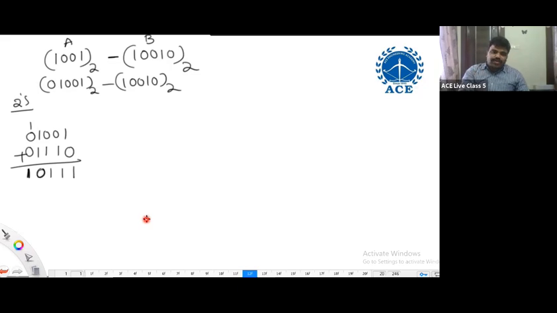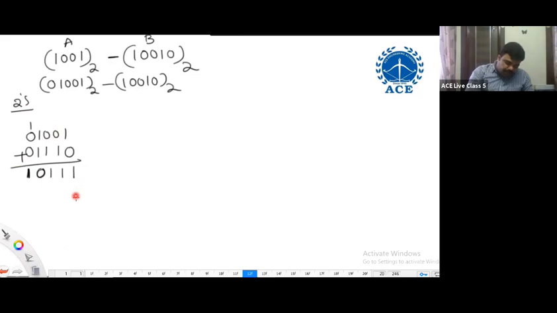So once again, from this addition, what you are observing? There is no final carry. That is confirming result is negative. How to get result? Take R's complement of sum, because I'm using R's complement method, which is 2's complement method. Take R's complement of sum and produce negative sign in front.